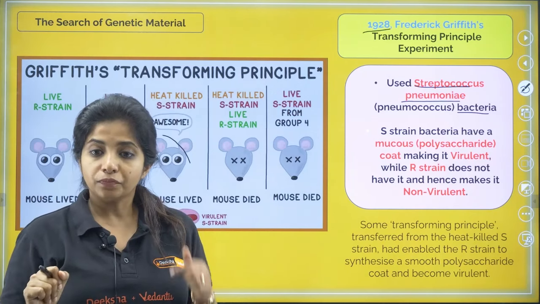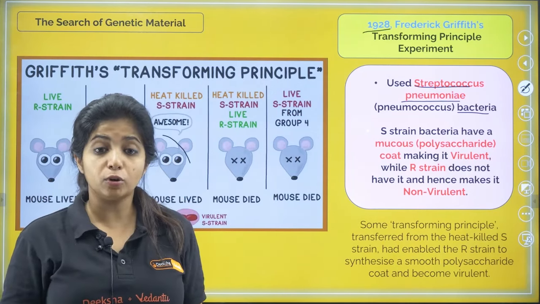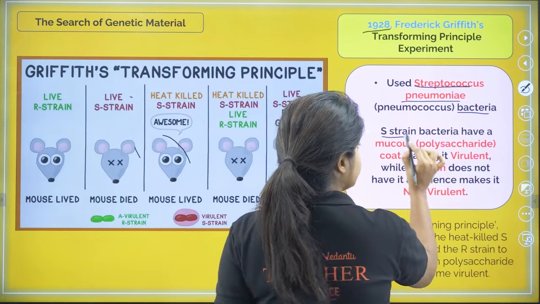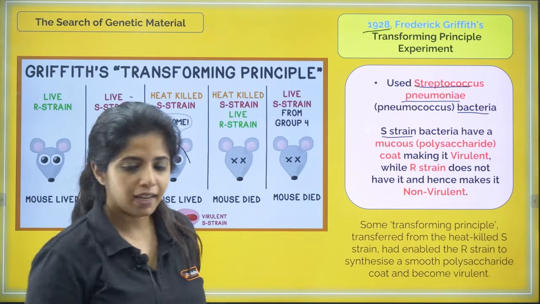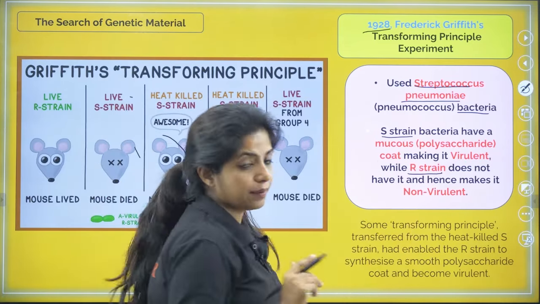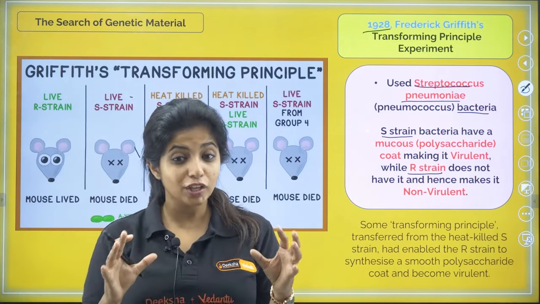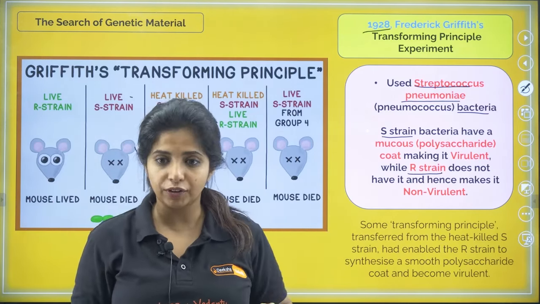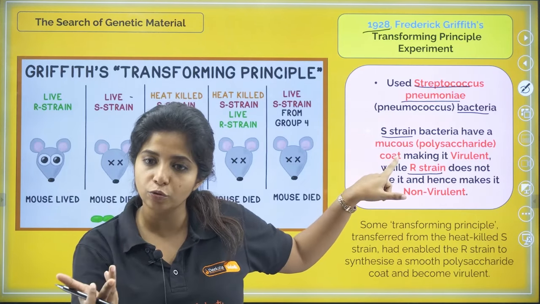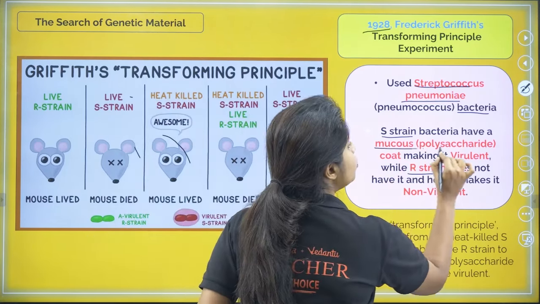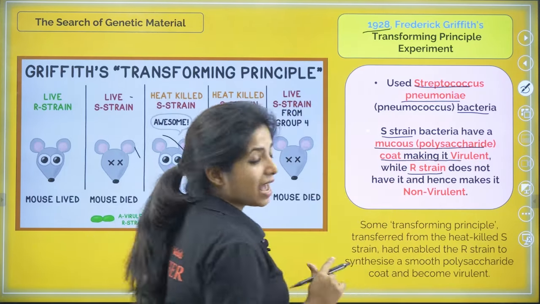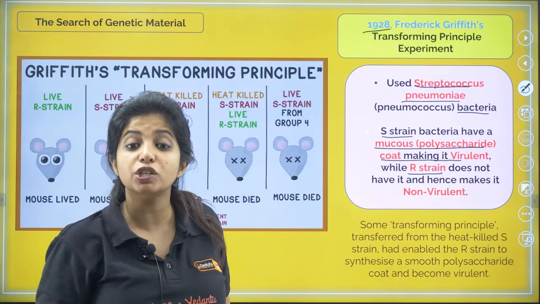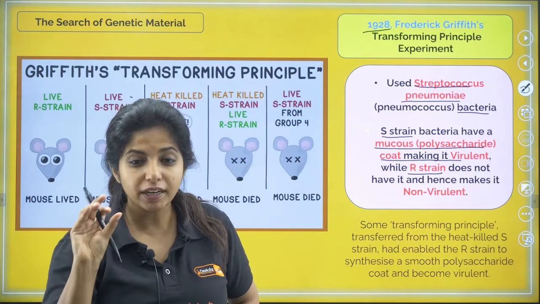Now there were two strains of Streptococcus pneumoniae. Strains are varieties. One was the S strain, smooth strain, and one was the R strain, known as rough strain. Whichever thing looks good might not actually be good, and this is the best example of it. The smooth strain, why is it smooth? Because it has an extra mucus coating. This mucus is made up of polysaccharide. That means it is made up of sugar.